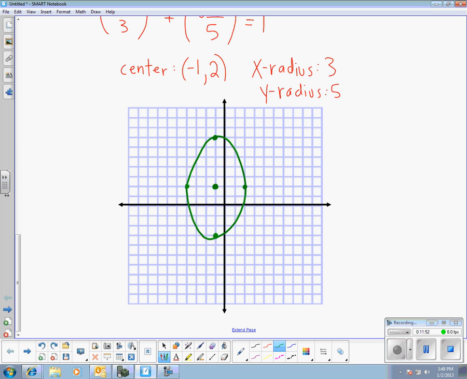There are a few more facts about ellipses that I'm going to show you, but we'll just go over those in class.